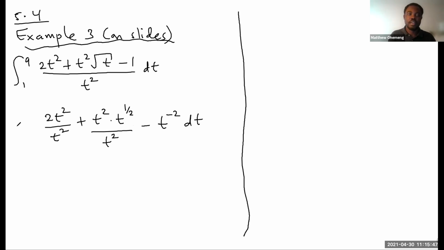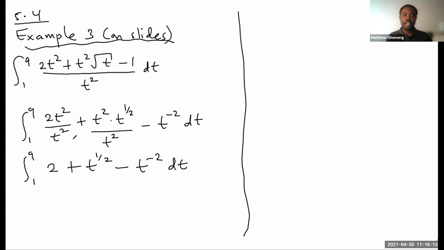And then dt. I still bring the same elongated S from 1 to 9 because I've not yet found the antiderivative of the integrand. I'm just manipulating the integrand, right? So at this point, the t squares cancel out and I have 2, and then bring the 1 to 9. And for this side, the t squares also cancel out. I have t to the half and then minus, this is just t to the negative 2 dt, right?